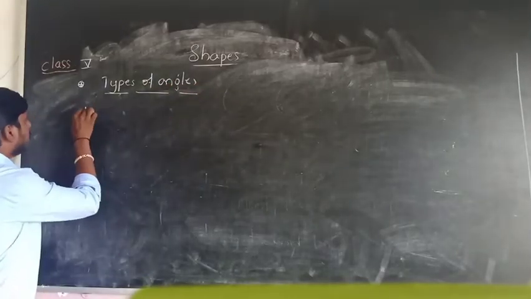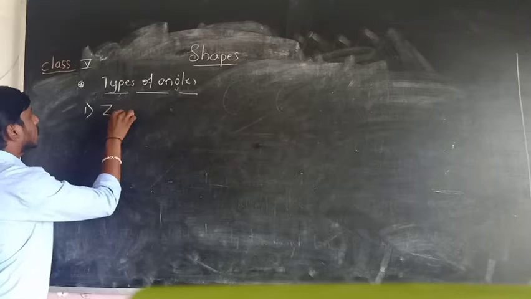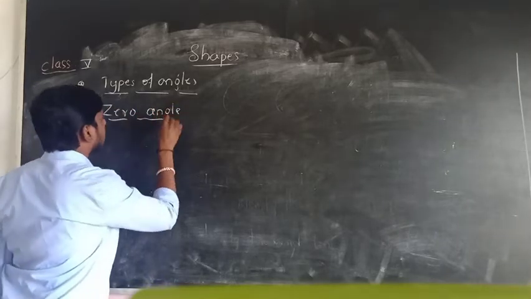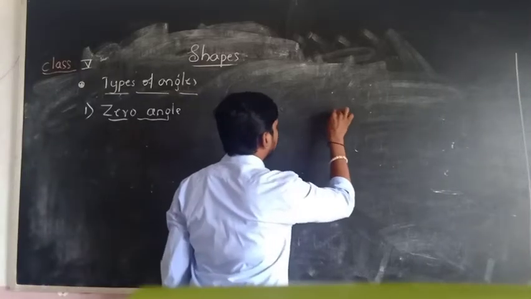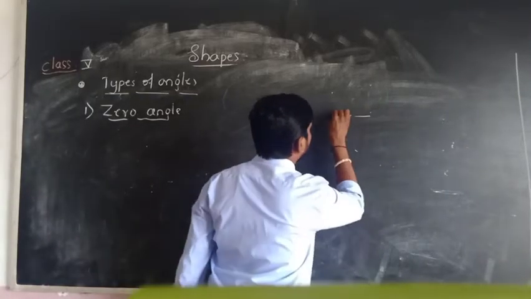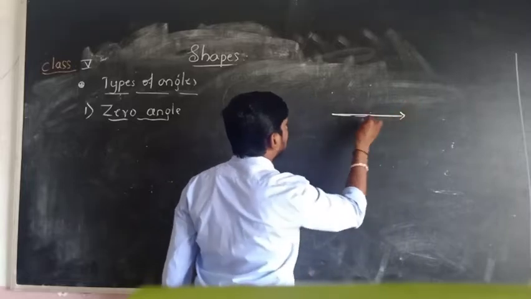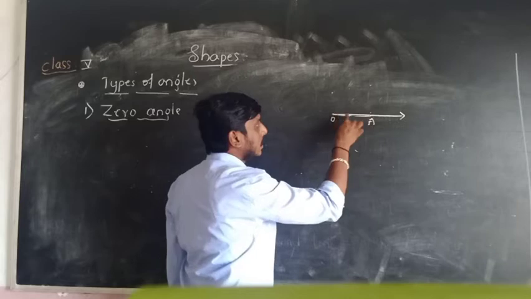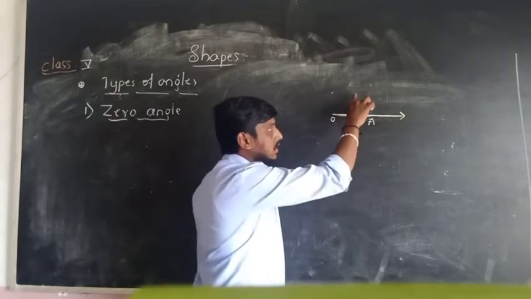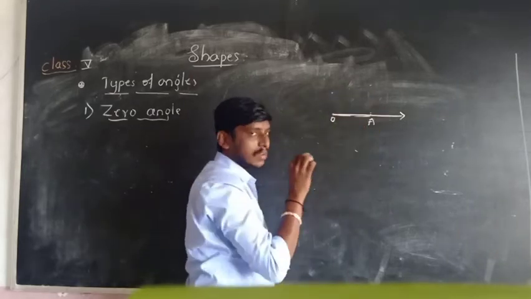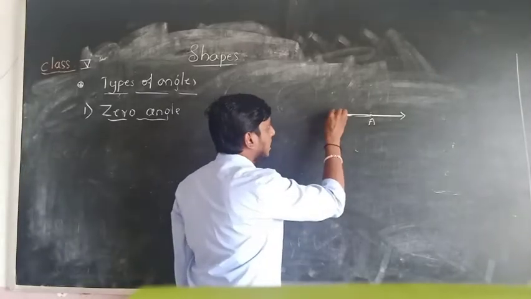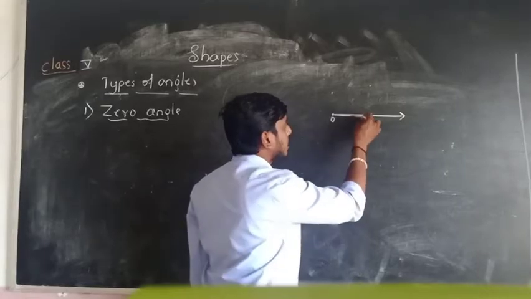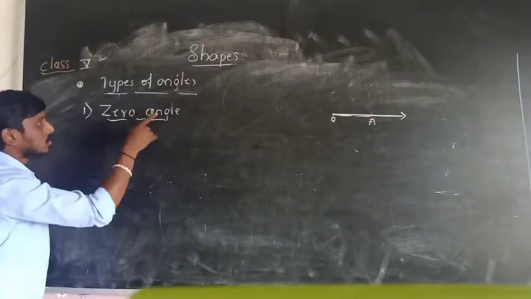Okay students, another topic is types of angles. So first one is zero angle. So we know that. So here is the diagram. So this is the initial ray OA. Here initial ray doesn't go any distance, means there is no angle formed. Such type of angles are called zero angle.